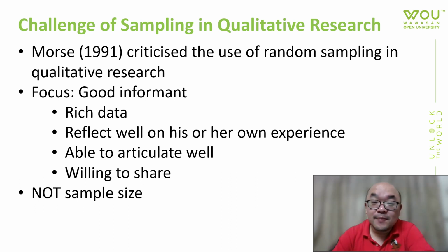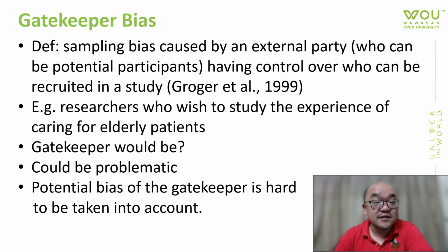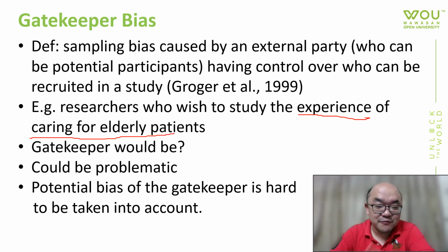Now one of the major challenges of qualitative research sampling is the gatekeeper bias. This is a sampling bias caused by an external party, who we call a gatekeeper in this case, having control over who can be recruited in the study. So what can be a gatekeeper? Think about this. For example, a researcher who wishes to study the experience of caring for elderly patients, let's say during COVID time. Who would be the gatekeeper if you think about it?